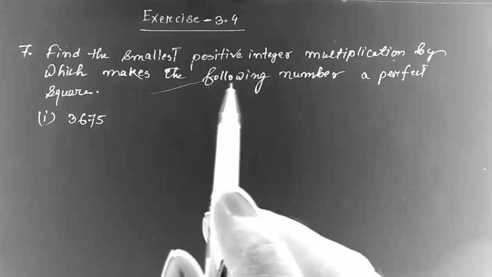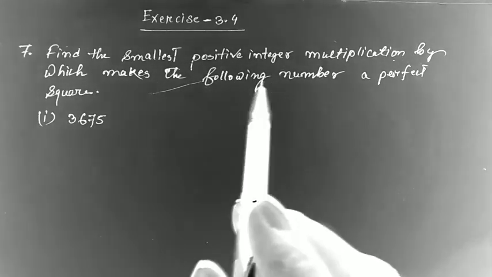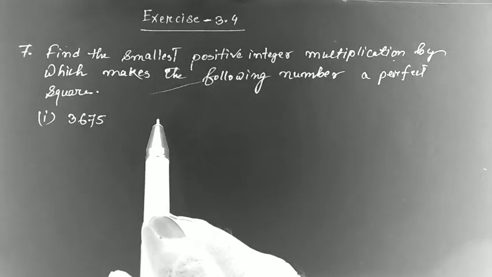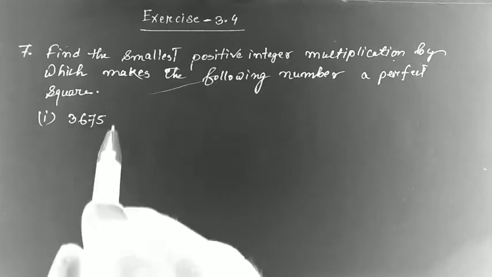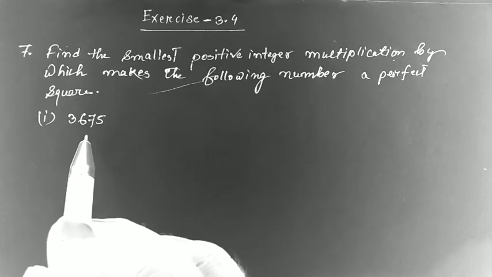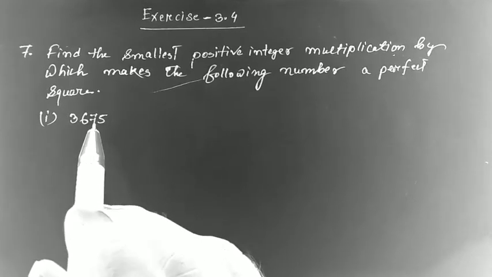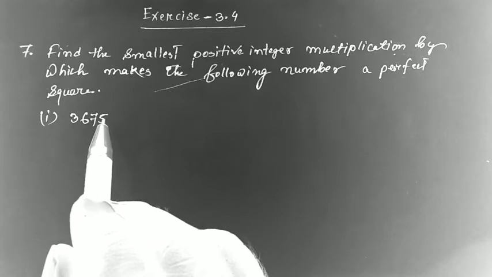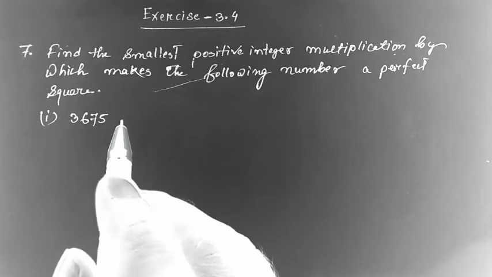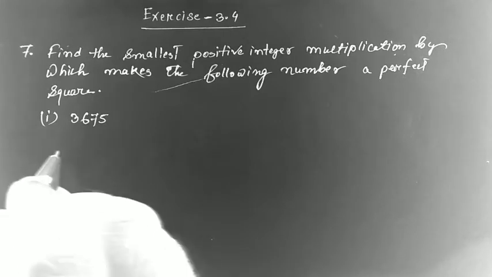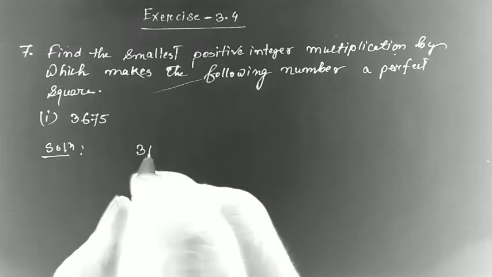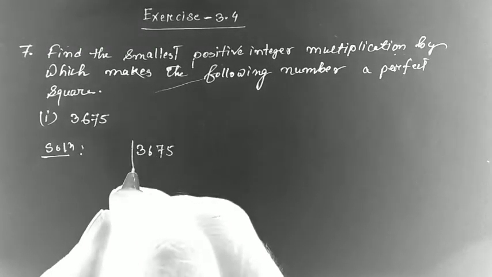Now we have to find such a positive integer by which, if we multiply the number, it becomes a perfect square. That means, to make this number a perfect square, what number should be multiplied with it? We have to find that out. For this type of question we have to factorize the number first. So how will you proceed? First of all, we have to factorize 3675.